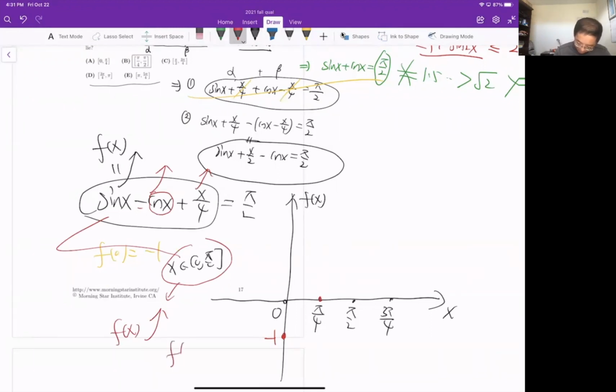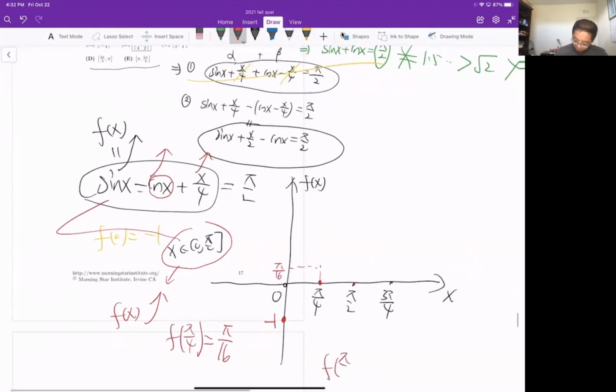So what is f(pi over 4)? If I put in pi over 4, there is a pi over 16, which of course is less than pi over 2, and it is right here. Now, what is f(pi over 2)? We have f(pi over 2) equals 1 plus pi over 2 divided by 2. This is 2, so I have to correct it. Then this is not right. Okay, so this is pi over 8.